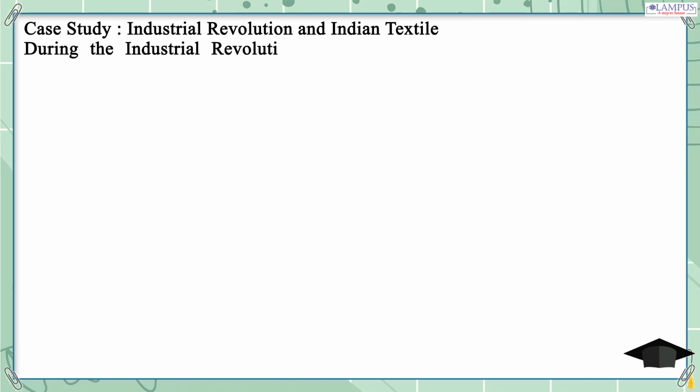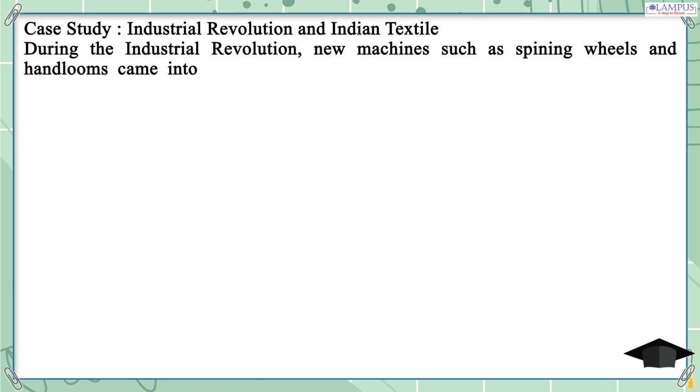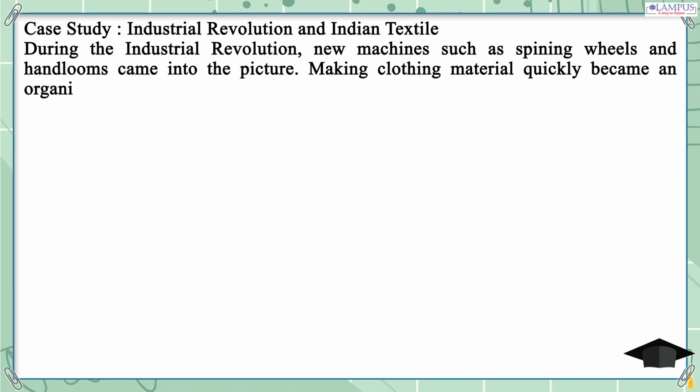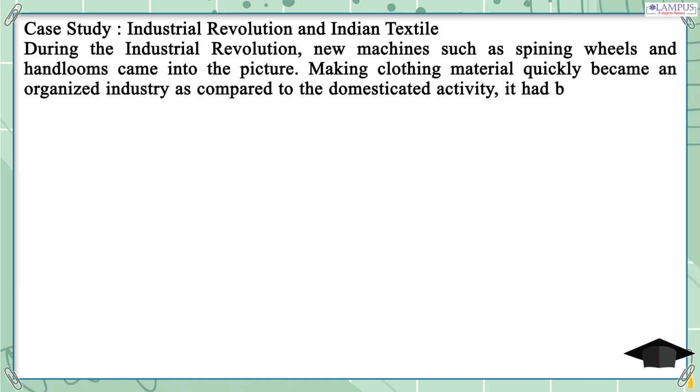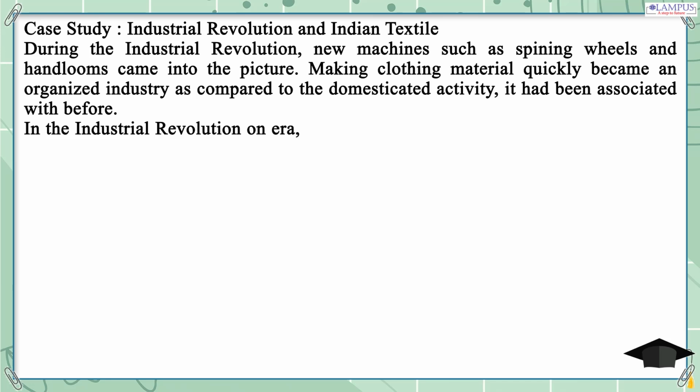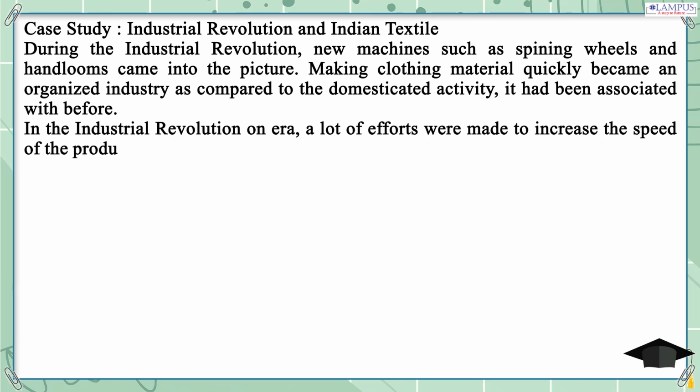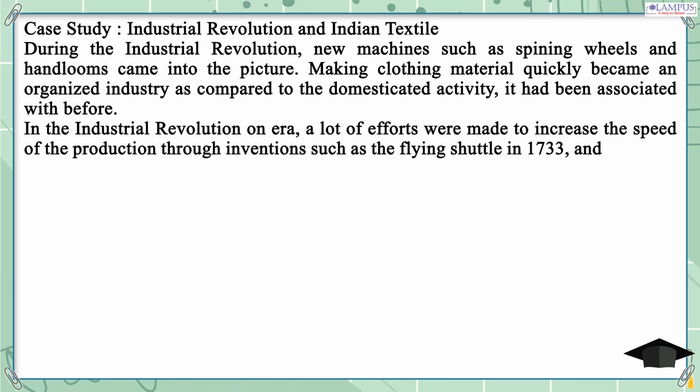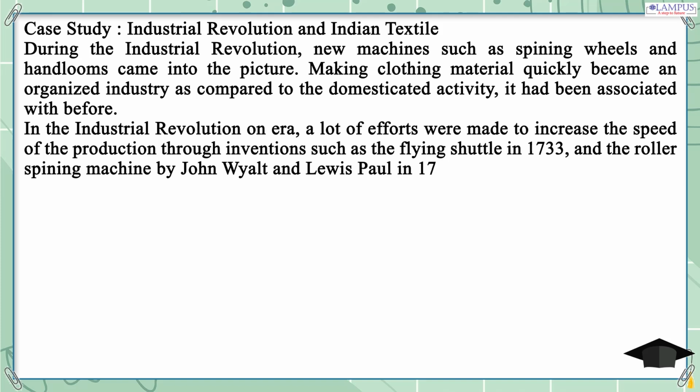During the Industrial Revolution, new machines such as spinning wheels and hand looms came into the picture. Making clothing material quickly became an organized industry as compared to the domesticated activity it had been associated with before. In the Industrial Revolution era, a lot of efforts were made to increase the speed of production through inventions such as the flying shuttle in 1733, and the roller spinning machine by John Wyatt and Lewis Paul in 1738.